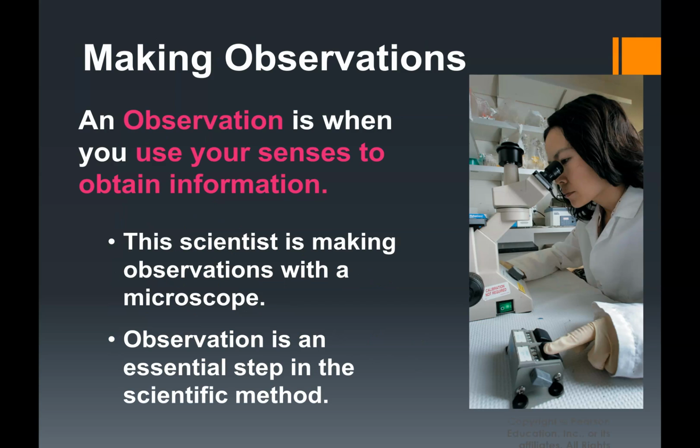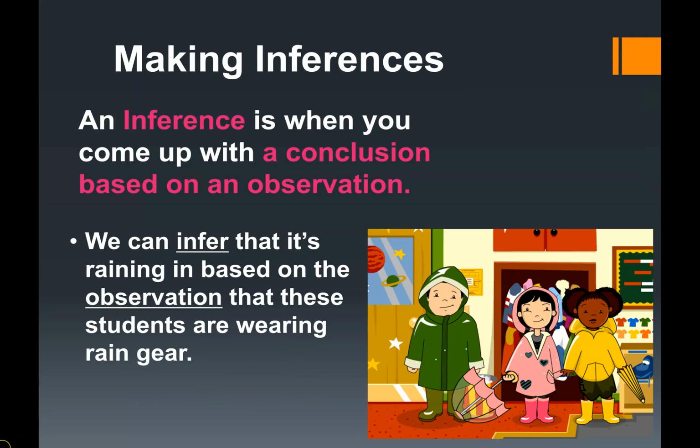An observation is when you use your senses to obtain information. This scientist is making an observation using her microscope. Observations are essential in the scientific method. An inference is when you're coming up with a conclusion based on an observation. So we can infer that it's raining based on the observation that these students are wearing rain gear.